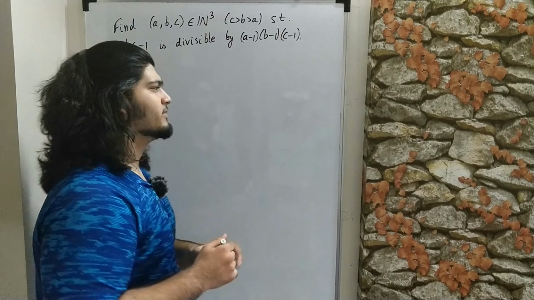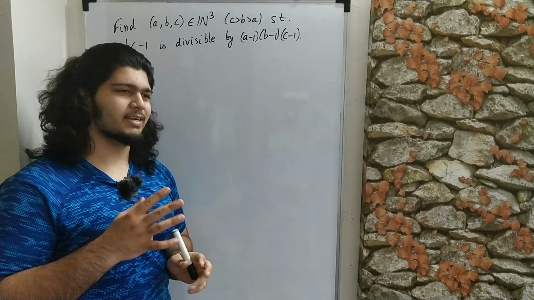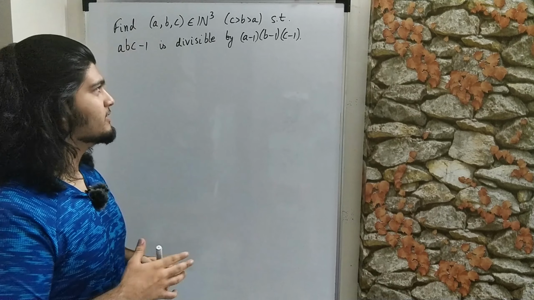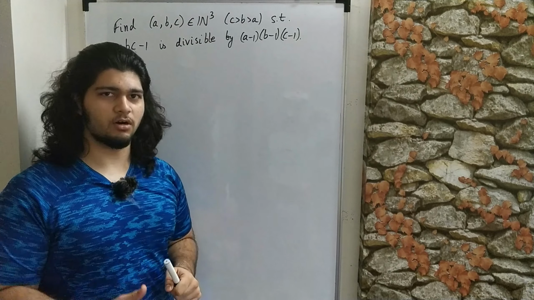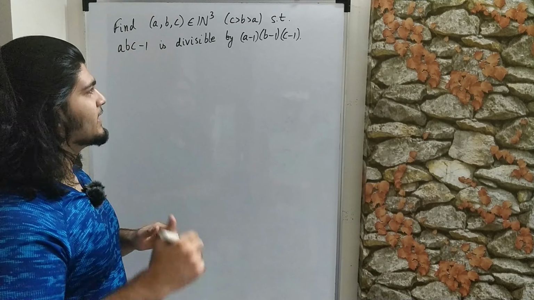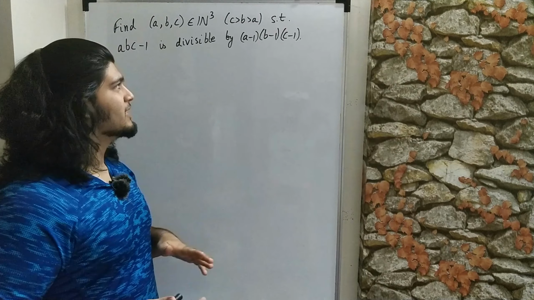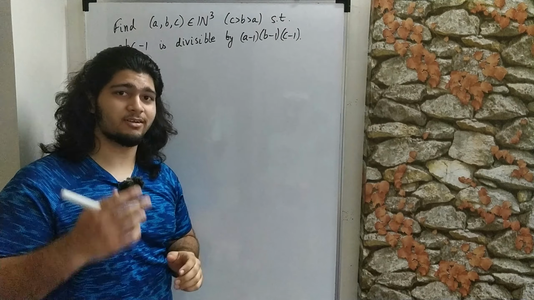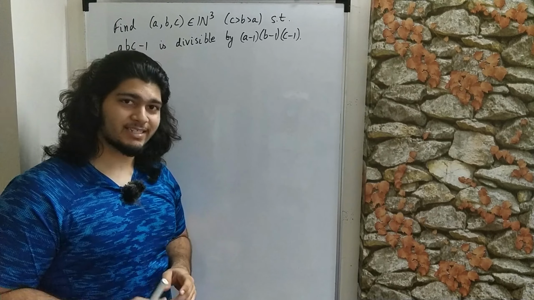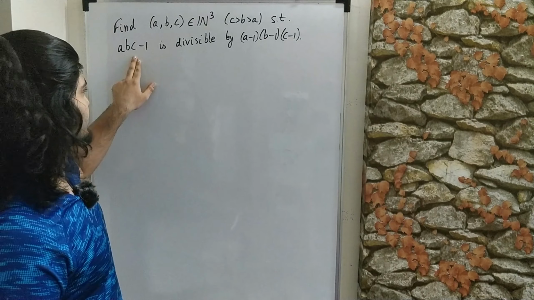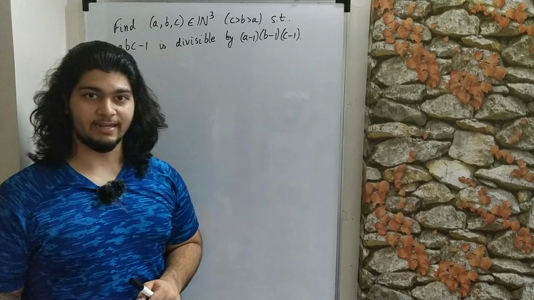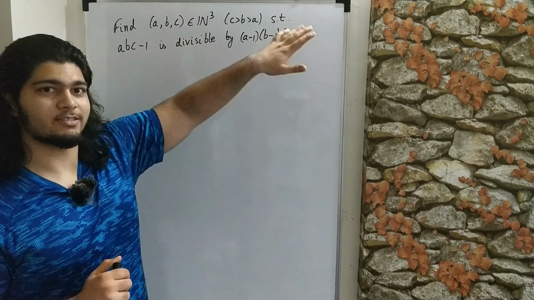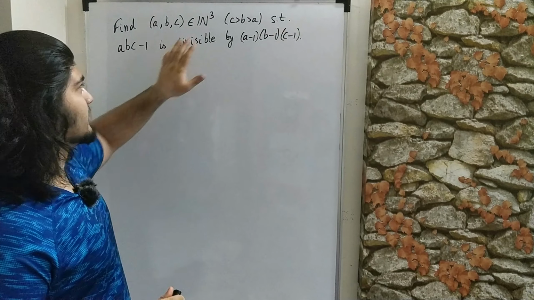And right off the bat, you can intuitively tell that there must be an upper bound on the value of A, B and C such that this divisibility will hold, because as A, B and C get bigger and bigger, (A minus 1)(B minus 1)(C minus 1) will keep getting closer and closer to ABC. But at the same time, it can never equal ABC minus 1. Why is that? We'll see that later. But just take my word for it for now. (A minus 1)(B minus 1)(C minus 1) can never equal ABC under these conditions.